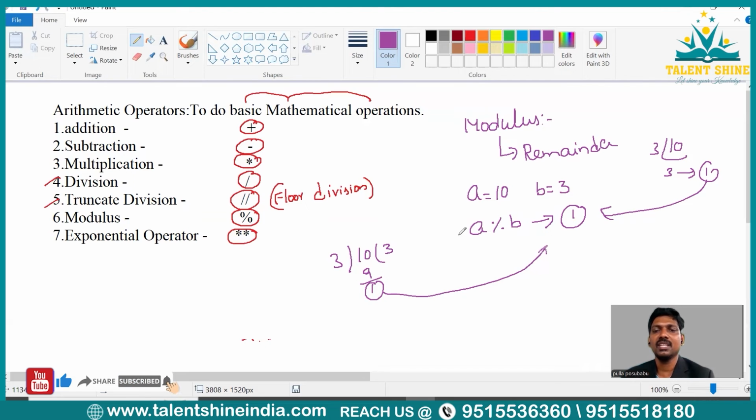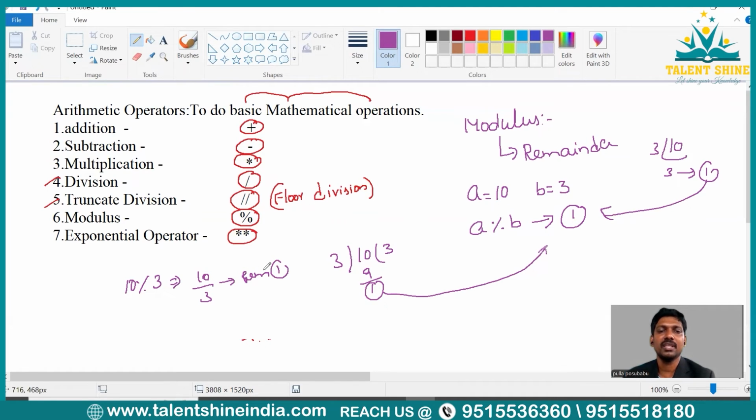Sir, what if the numerator is less when compared with the denominator? If you see over here, 10 mod 3, which means you can write it as 10 by 3. We are finding the remainder. So when 10 is divided by 3, the remainder we are finding, in this case, is 1, right?